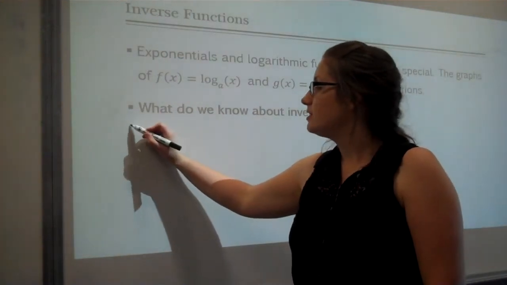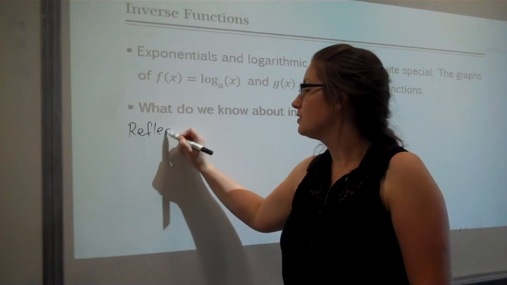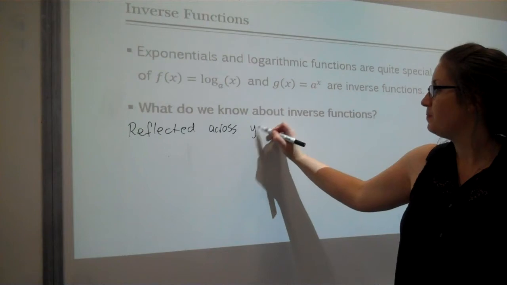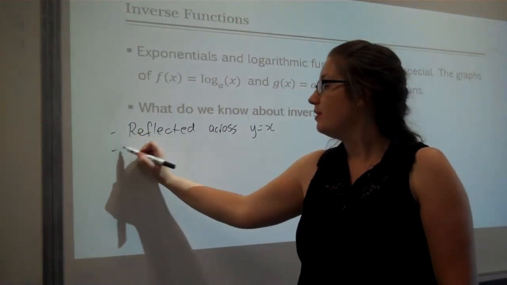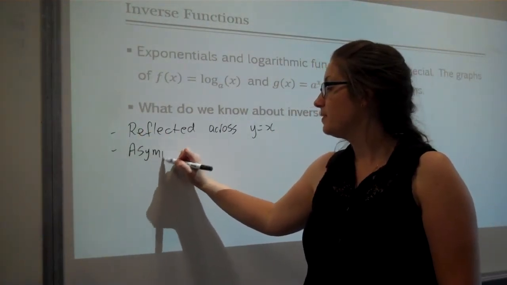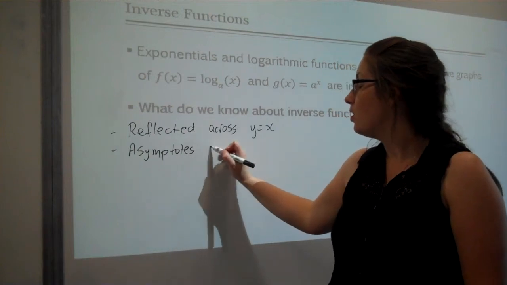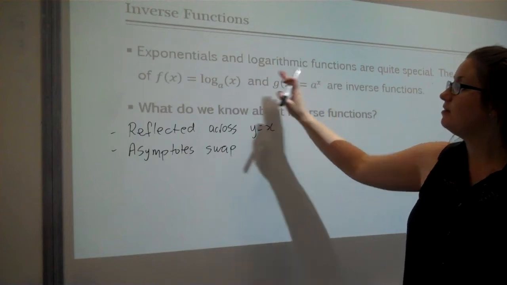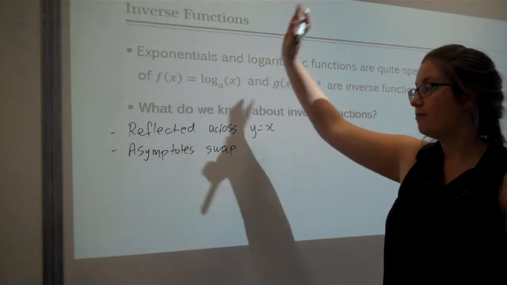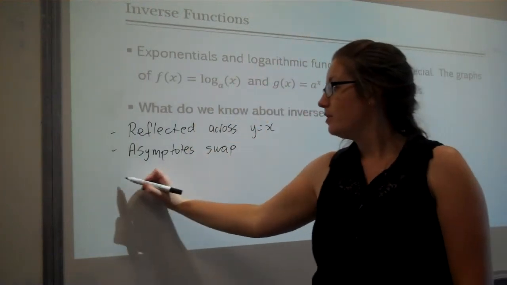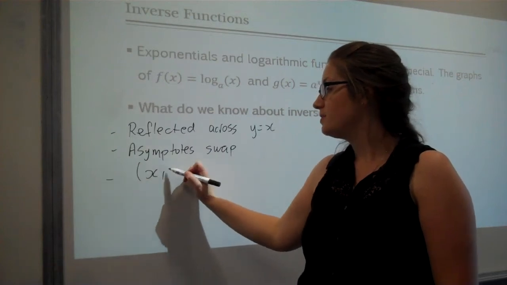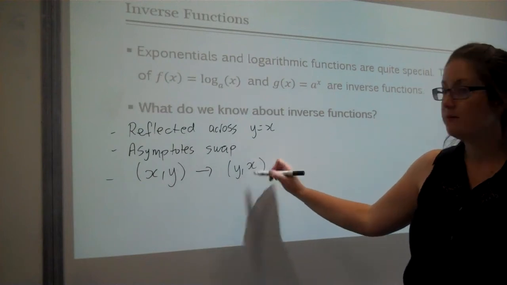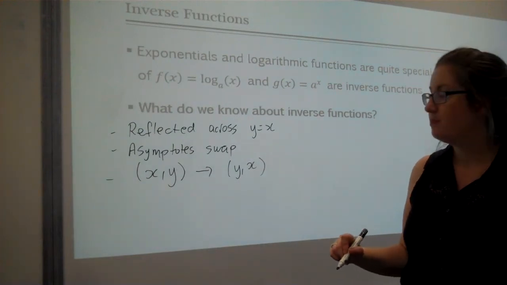So we know that our inverse function is reflected across the line y equals x. We also know that the asymptotes swap. So if we have a horizontal asymptote, as we do with an exponential function, the inverse, the logarithmic function, will have a vertical asymptote. We know that the x, y coordinates swap. So if we have a coordinate point (x, y), in the inverse it would become the point (y, x).